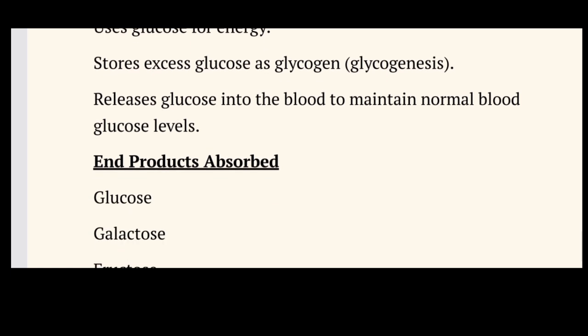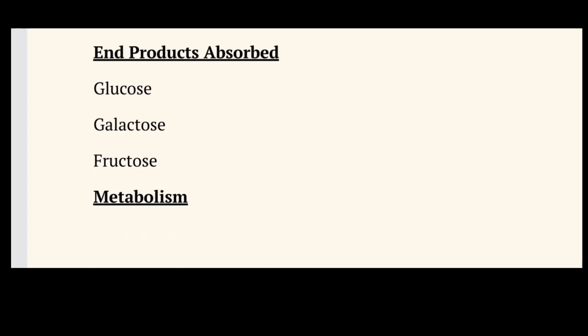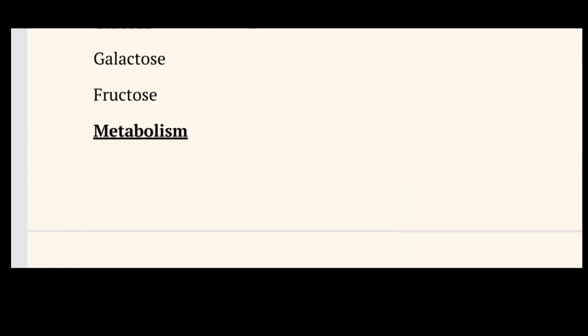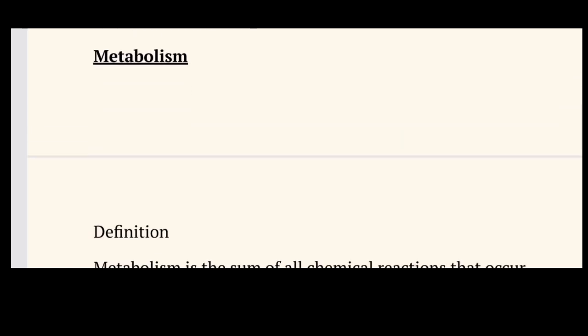The end products of absorption are glucose, galactose and fructose. Then we'll see the metabolism of carbohydrates. Before that, we need to understand what metabolism is and how it happens in our body. Everybody has confusion about what metabolism is and how the cell produces energy.